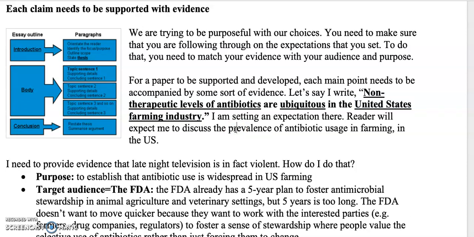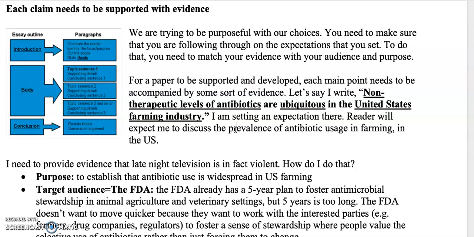Next, I want to think about my purpose. What am I trying to accomplish? I want to tell my audience that antibiotic use is widespread in U.S. farming. So right there I have a purpose, something to keep in mind. I also have a target audience. That will help me decide what is the kind of source I need to put into the paper, what features I need to consider about that kind of source.